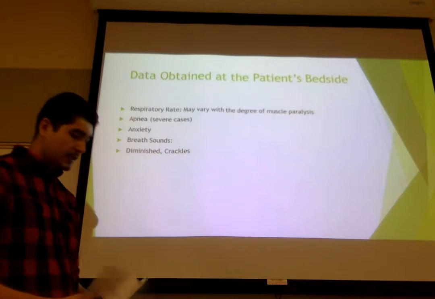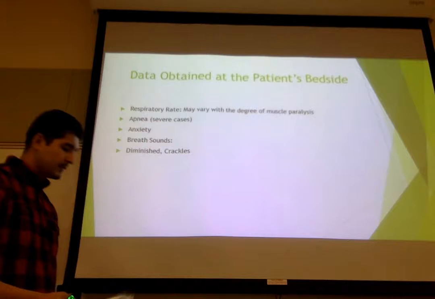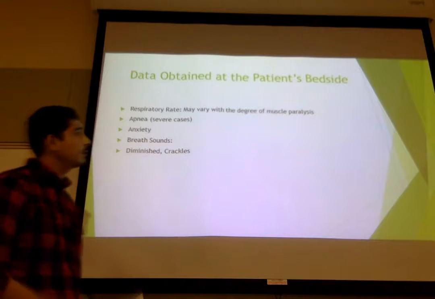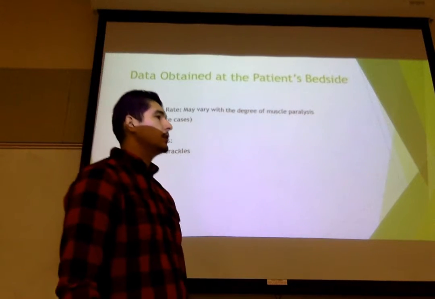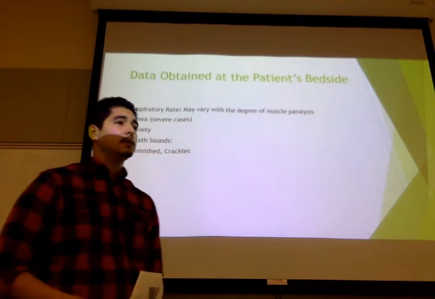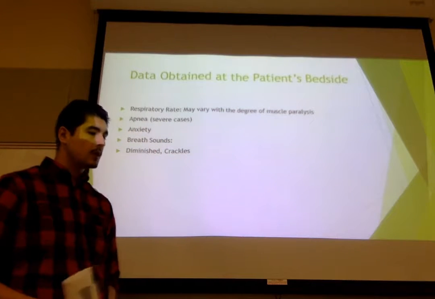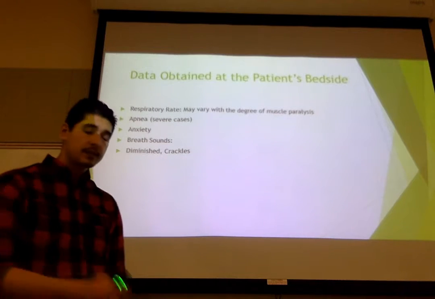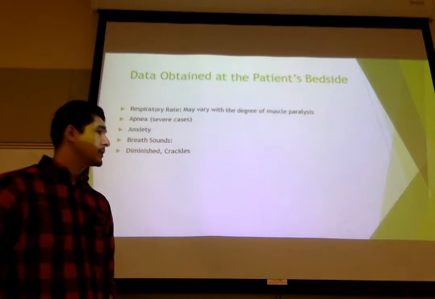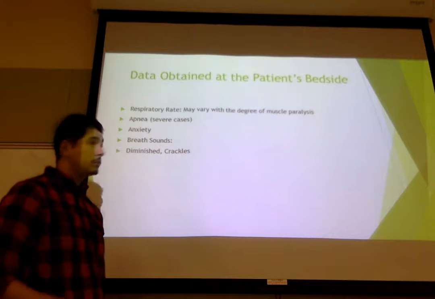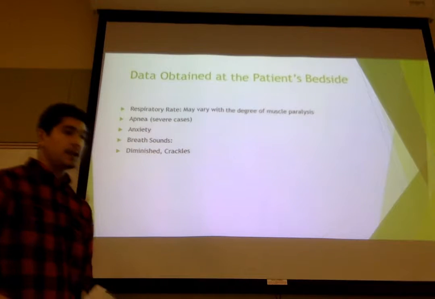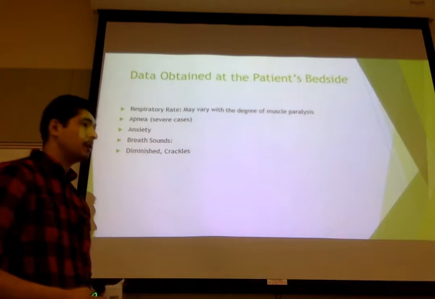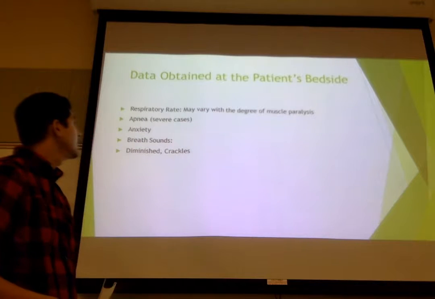So, some data that can be attained at the bedside. Our respiratory rate can vary with the degree of muscle paralysis. Early on in the disease process, the respiratory rate might not really be affected, but as the disease progresses, the respiratory rate might start to fall. We have apnea in severe cases, which would be an indicator for ventilatory support.